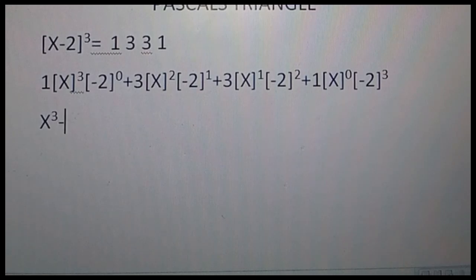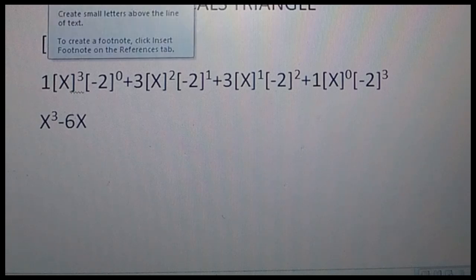Then minus 3 multiplied by negative 2, we are getting negative 6, but don't forget the x squared, so we have negative 6x squared.